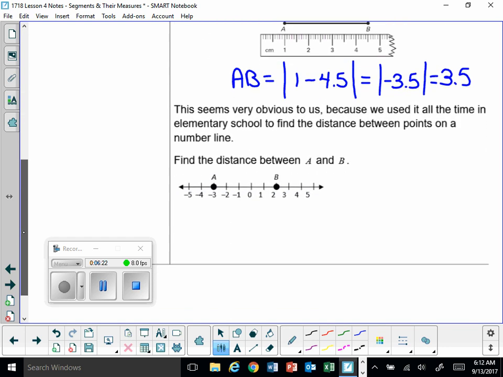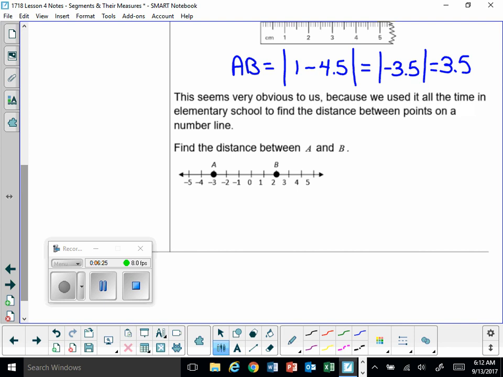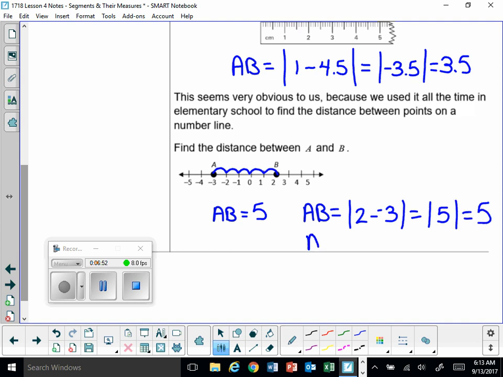Seems easy and obvious because we used it in elementary school all the time. If we're finding the distance between A and B, in elementary school, the very first thing we learned to do was to count it. 1, 2, 3, 4, 5. Then we learned to subtract using the number on the right first minus the number on the left. Of course, our ruler postulate says the order doesn't matter because we have absolute value, which allows us to get the same length or distance either way.